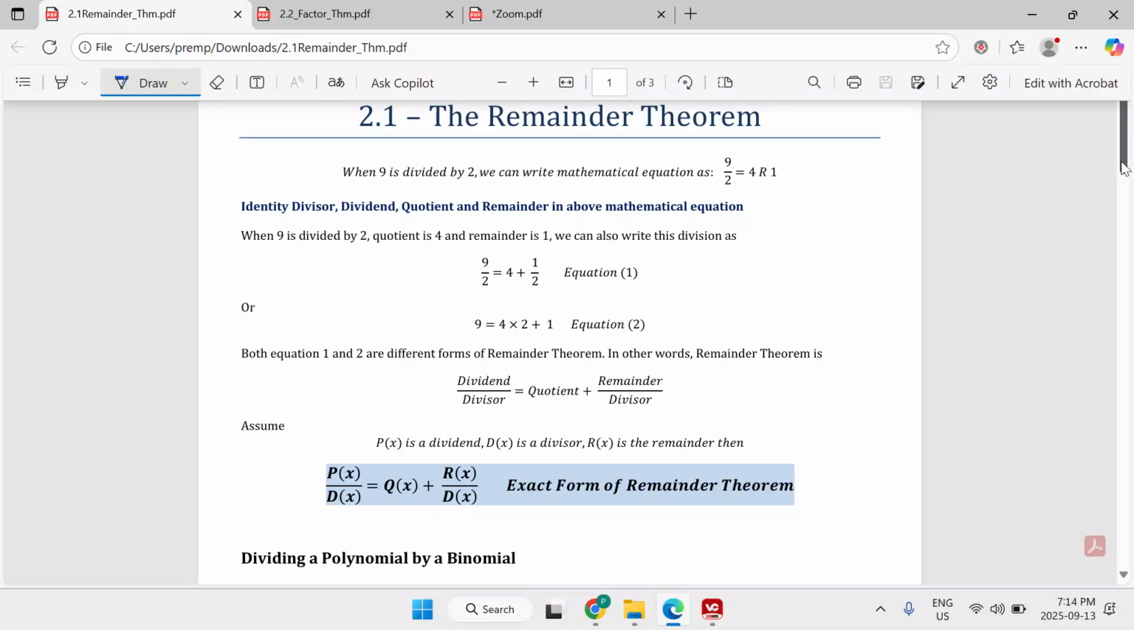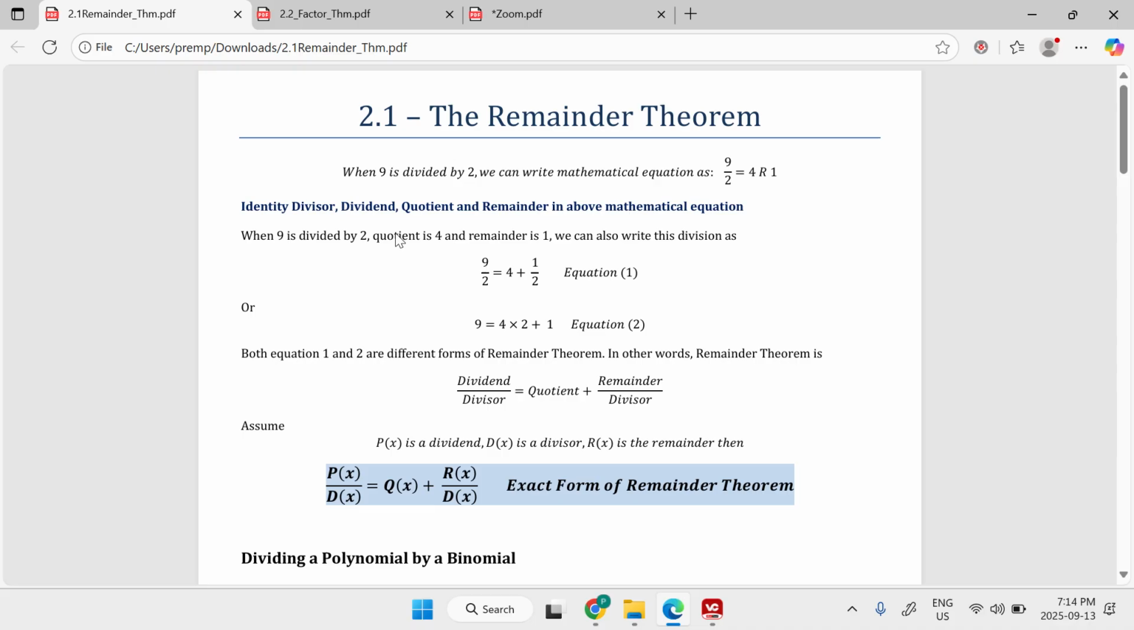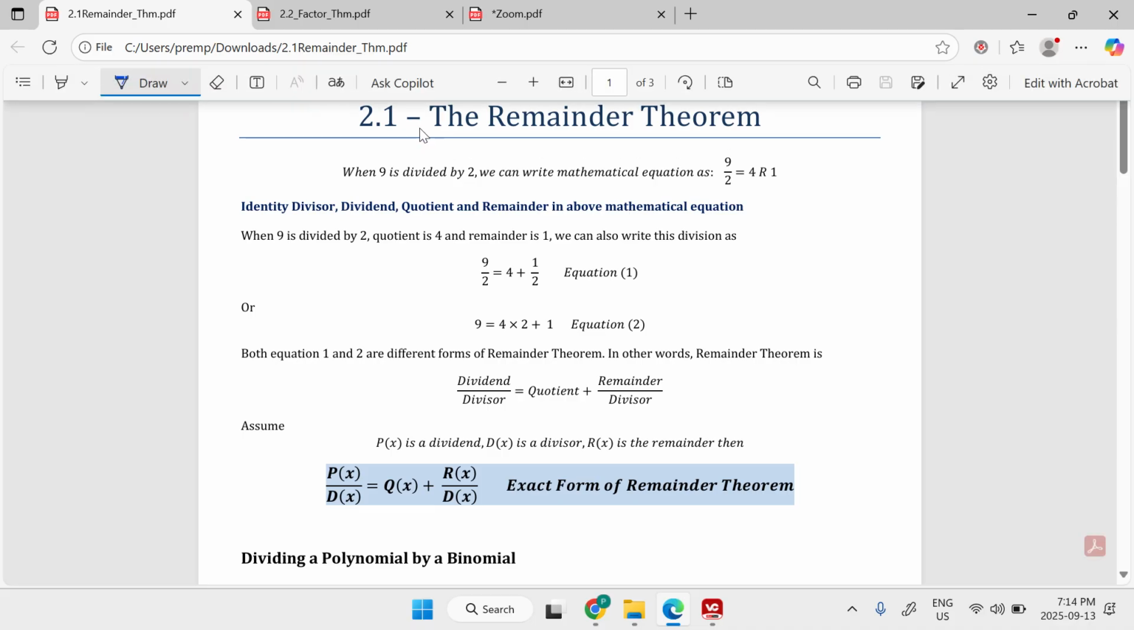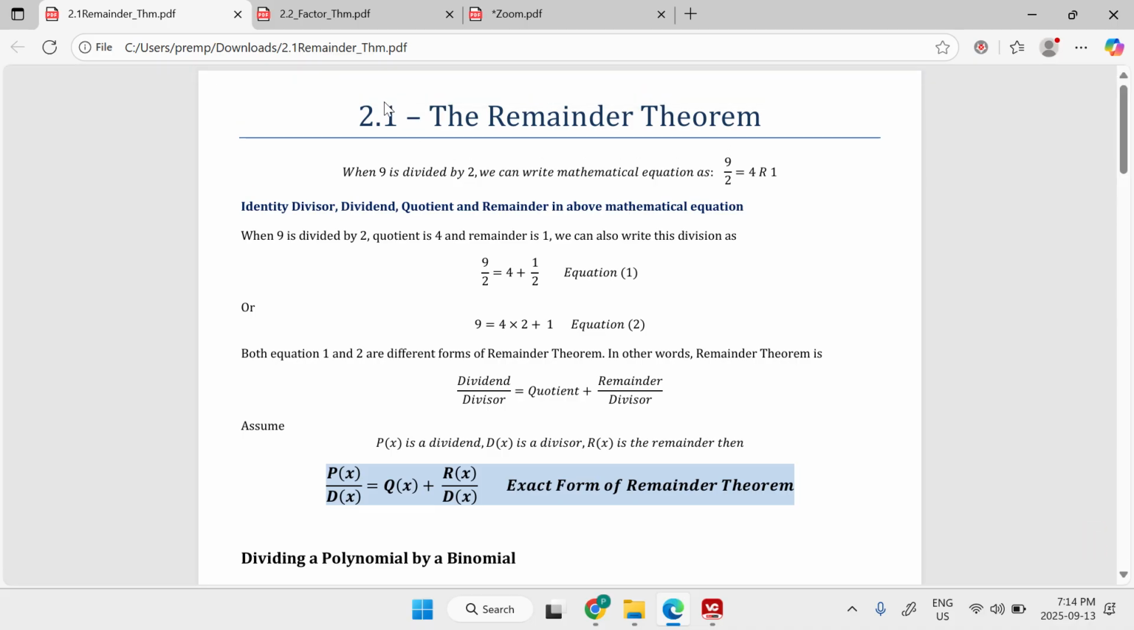So we are going to unit 2 now, and it's polynomial equations and inequalities. We are going to cover some topics here. We'll go one by one, and all these pages that I show here are available in the portal, so you can have a look at that. The first topic we have is the remainder theorem.